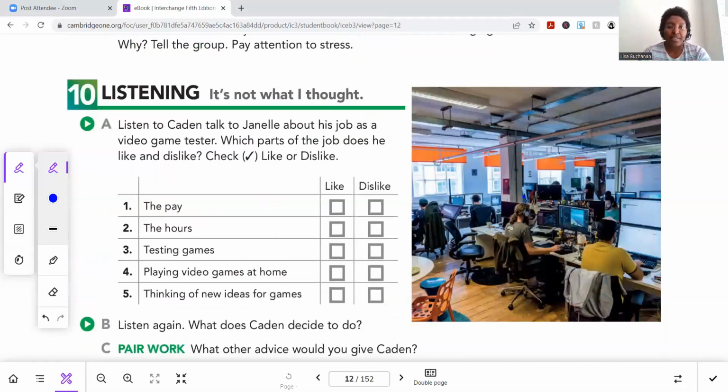Let's practice the listening. It's not what I thought. We're going to listen to Caden talk to Janelle about his job as a video game tester. Which parts of the job does he like and dislike? So you have to have the ability to express what you like and dislike about your job or a potential job or career. So let's listen, and then you're going to check whether it was a like or a dislike. So listen carefully. This is a good way to practice your listening. Okay, so here we go. Let's go ahead and play that.